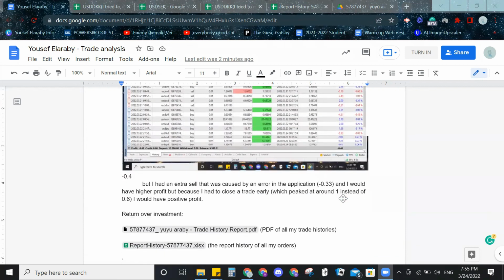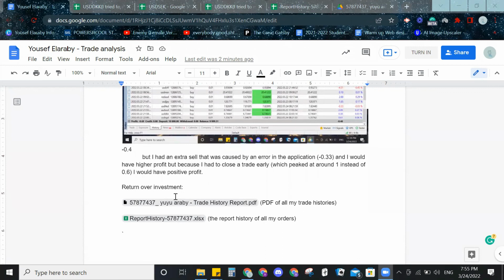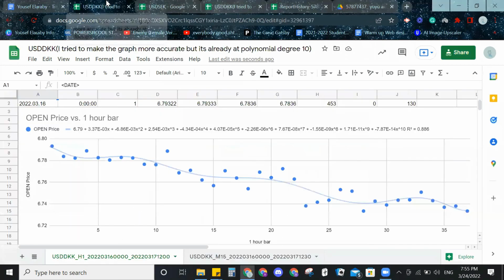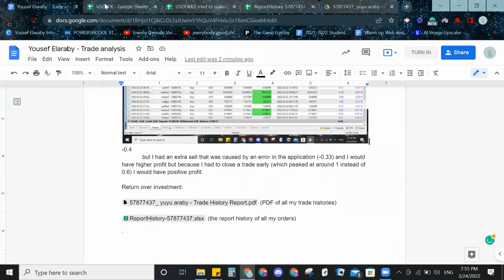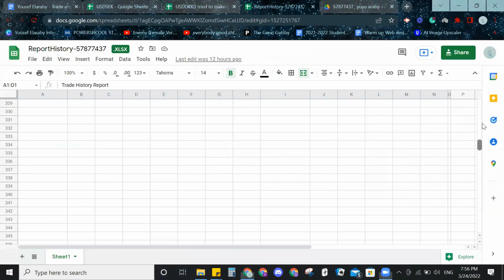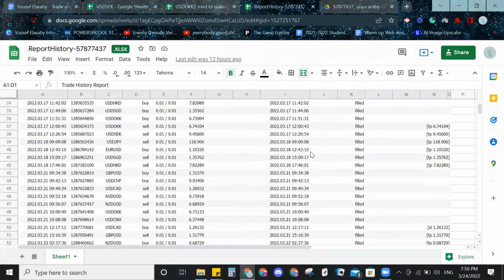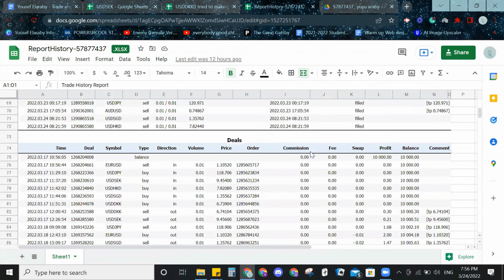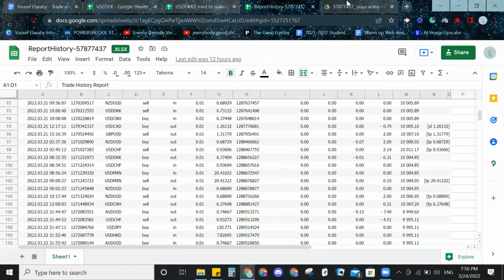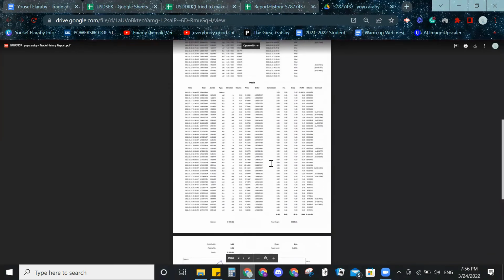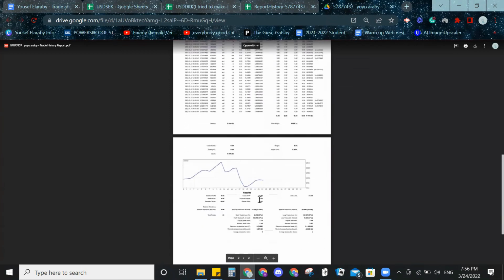And my return on investment, of course, is shown here, both in the PDF file and the Excel sheet, which I will open right now. We'll just move this. So here is the return on investment Excel sheet. You can see the positions, the orders, and when it happened, the deals, etc. And if you want more detail, there's also the PDF file. The PDF file shows you even a graph at the very bottom.